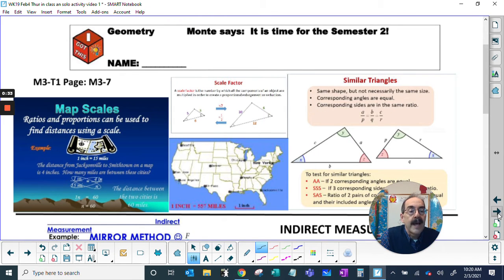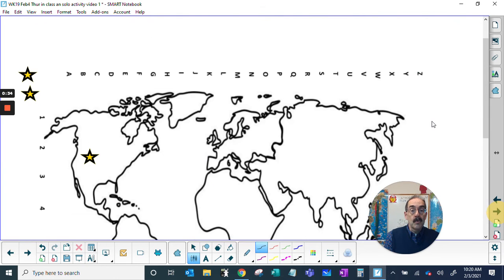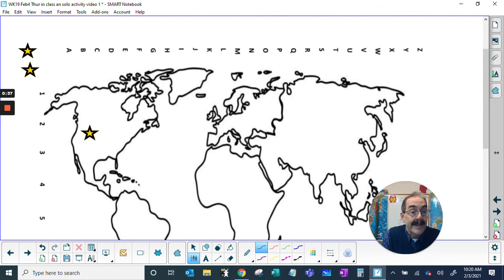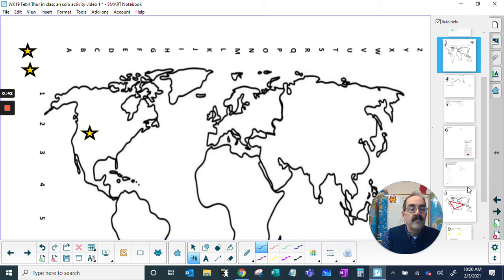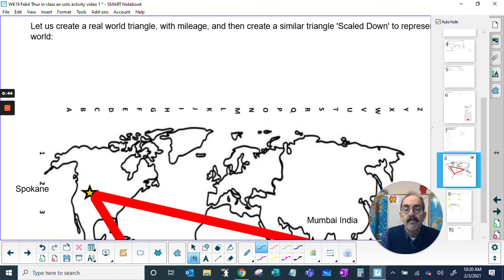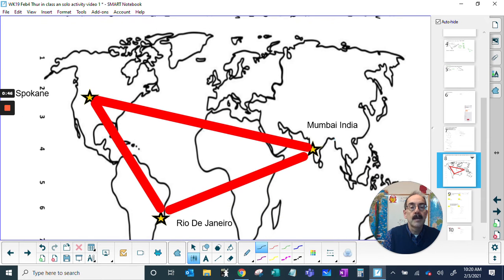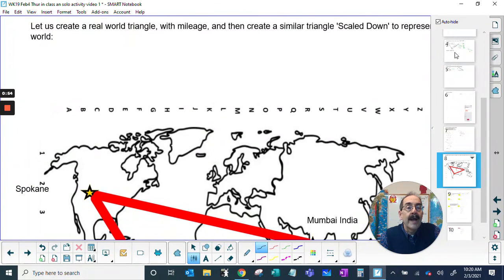We're right here. Maps, scale factor, similarity. Today in class, we want to actually locate 3 points on the planet. Okay? And for this video, the 3 points are Spokane, Mumbai, India, and Rio de Janeiro. Okay? So see this shape of the triangle? Let's transport that and do some math.